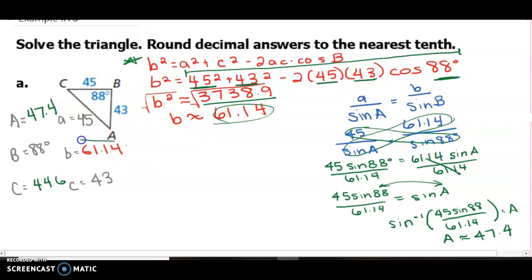Okay, and then after you get that, now you have an angle-side pair. So now you can resort to using law of sines, which I did, and I solved for angle A first. It doesn't really matter which one you do. And I got angle A is roughly 47.4 degrees. Okay, and then after you have two angles, the third one is fairly simple to find because you know all three have to add up to 180, so you have to do very little math to get C.